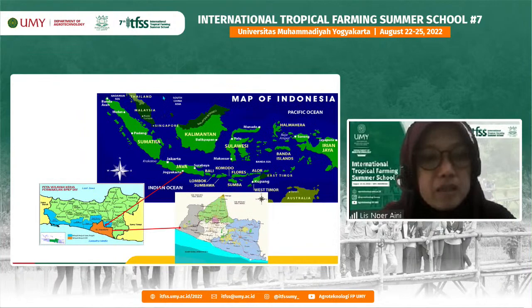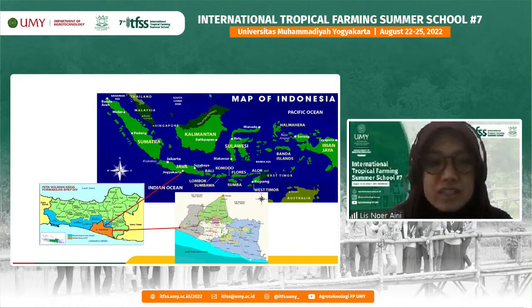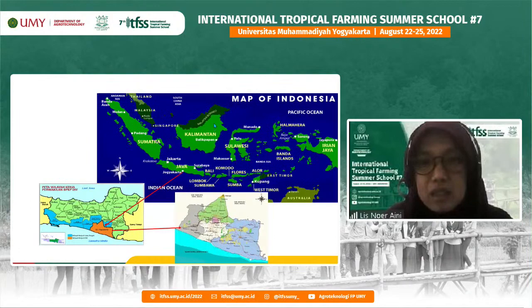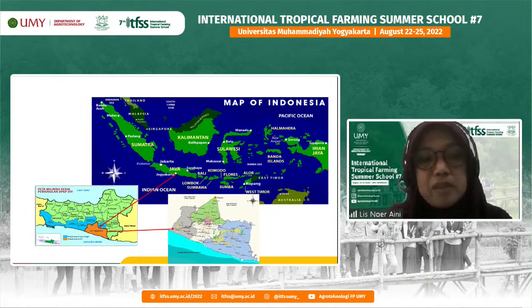The variety of the land condition in the Special Region of Yogyakarta province is the main attraction, both as a plain cultivation area, conservation area, and as a tourism area. You can see the map. Yogyakarta has an active volcano, Mount Merapi. Mount Merapi has a specific ecosystem in an active volcano area, and the material about Mount Merapi will be delivered by Dr. Eko Hanuddin after that.